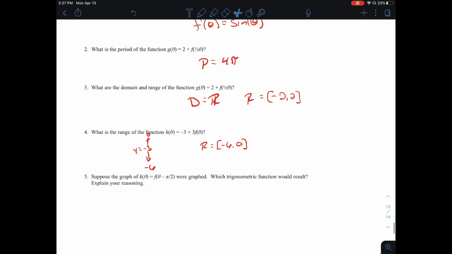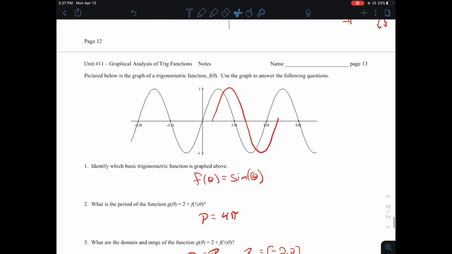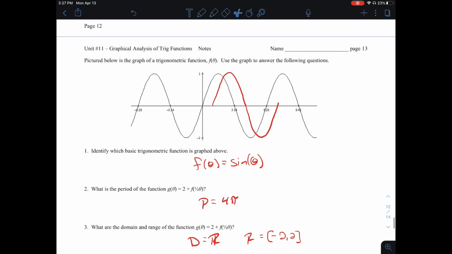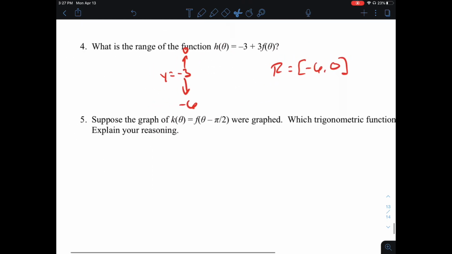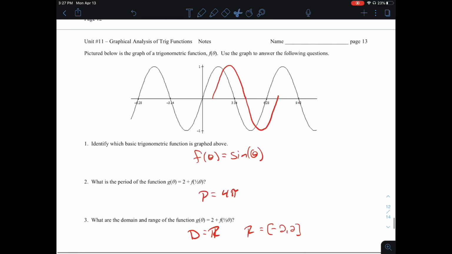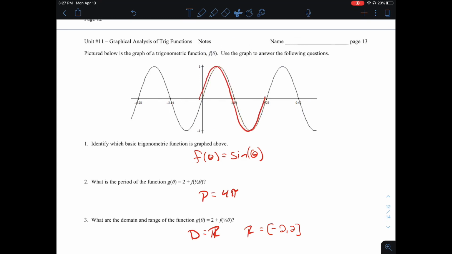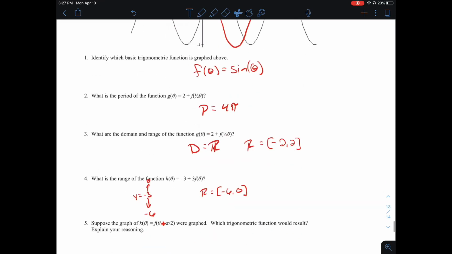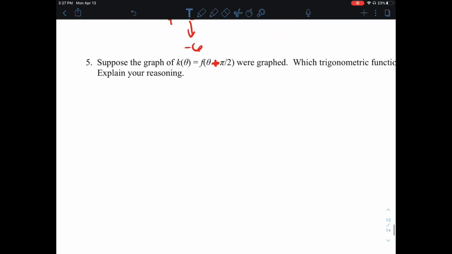Now, if this were translated left pi over 2, this was sine, right? Yeah, this was sine. Hey, let's change this question. Let's change this to theta plus pi over 2. If we change that, which trig function would result? Well, if we take this function here, we would move it to the left pi over 2, we end up with cosine. That's what this question was intending to ask, and I must have mistyped it. I apologize.